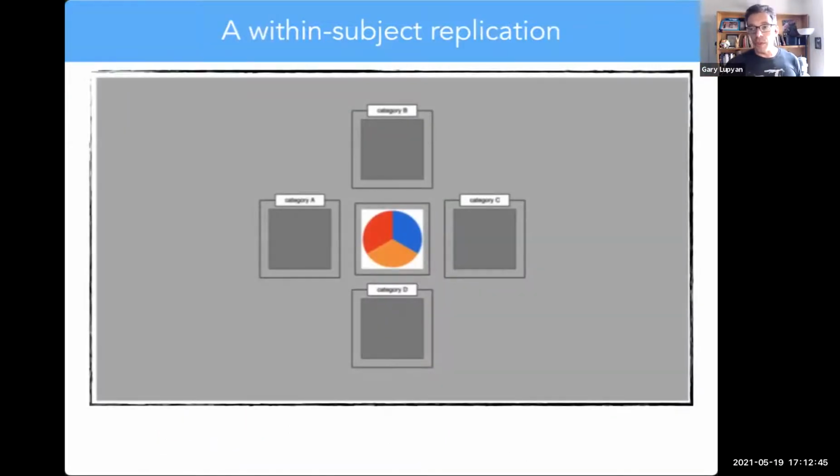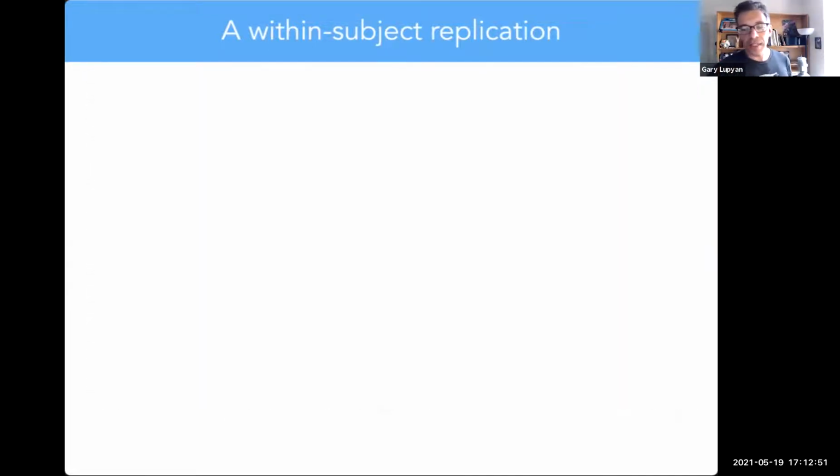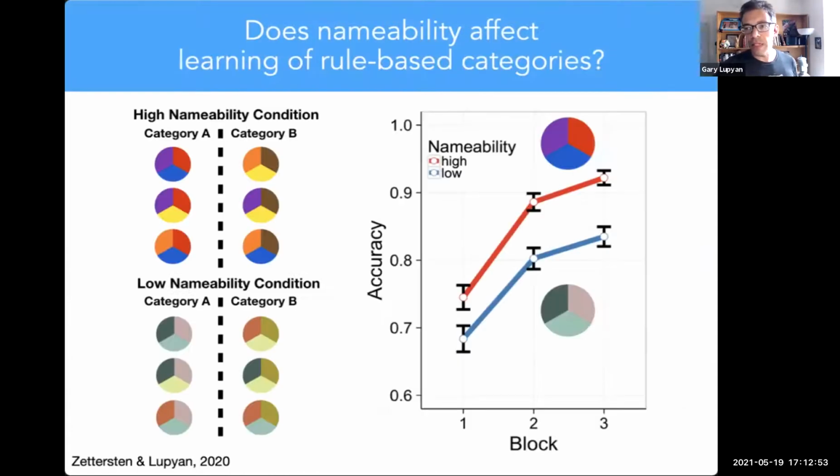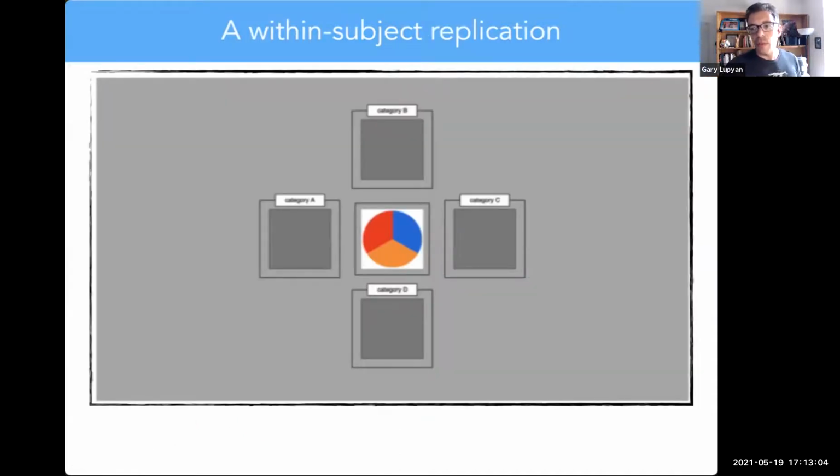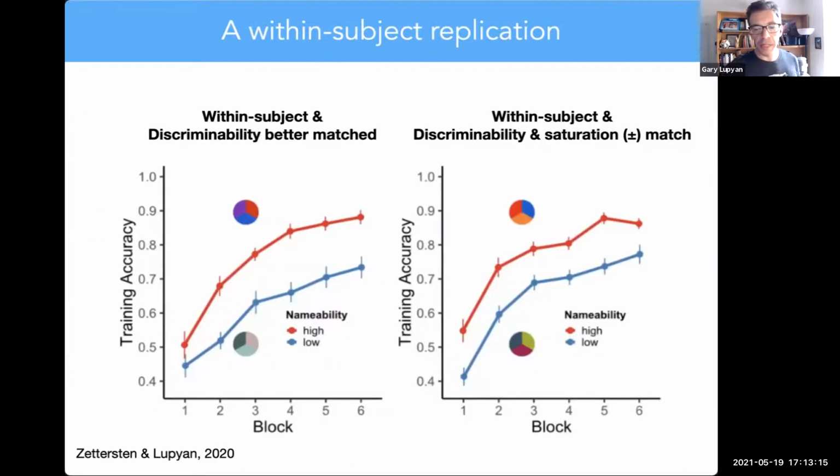It replicates if you manipulate nameability within subjects. So you might think, oh, well, once you understand the logic of this, that this one color is the diagnostic color, that's what matters, then it'll be trivial to learn these other ones. But no, even when you have the 4 categories, all using the same logic, 2 of them using the more nameable colors, 2 of them using less, you still get a nameability advantage.